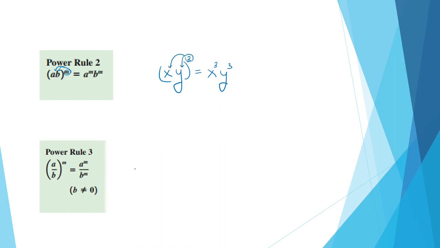For the next rule, we have a over b raised to the m. A similar technique, we're distributing that m to each of the exponents. So we have x over y raised to the 3rd. This is equivalent to x cubed divided by y cubed. And of course we have a condition that the denominator cannot be equal to 0.